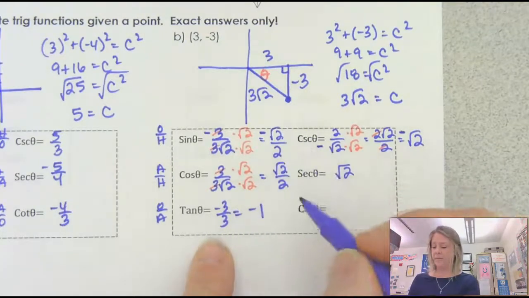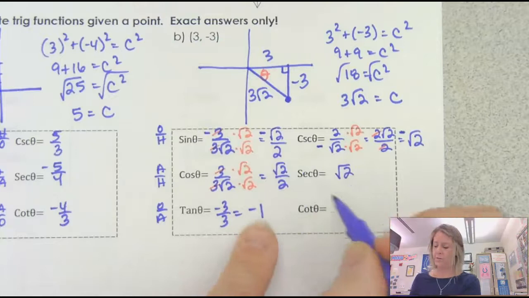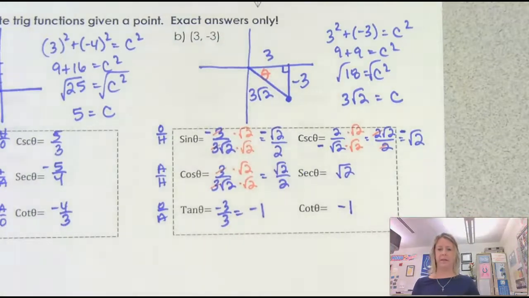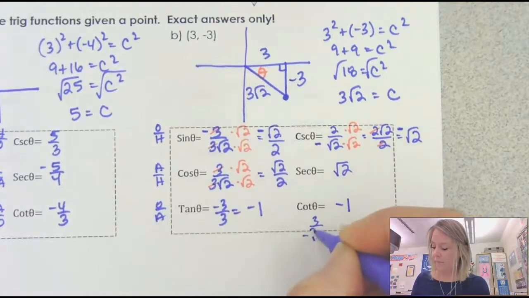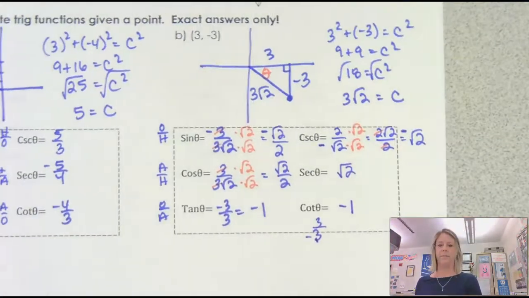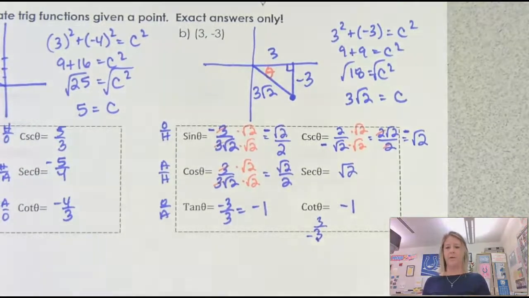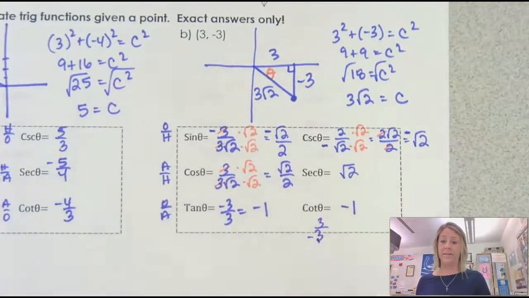If I flip that, I've got 3 over negative 3, or if you just flip a negative 1, it's still just going to be a negative 1. So again, I got that from flipping 3 over negative 3, which just became a negative 1. All right, watch your signs. You see how easy that is to mess up.